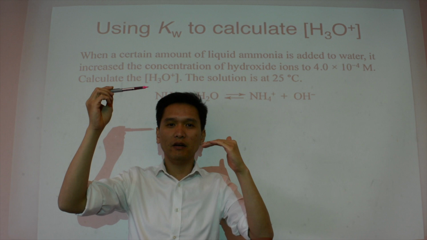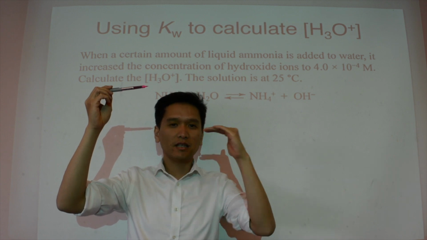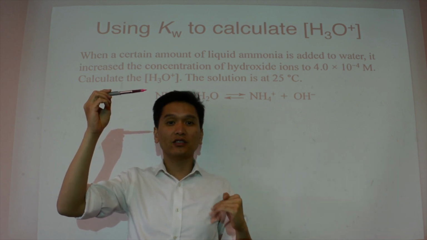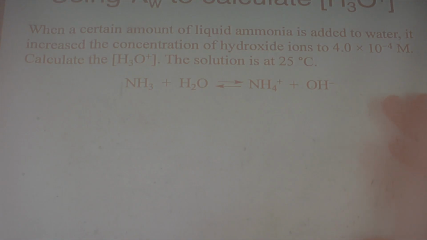So hydroxide has increased. What do you think hydronium level is going to do? It's going to have to decrease. So our answer should be a decrease. Alright, so let's do this calculation here. Again, start with Kw is equal to hydronium concentration times hydroxide concentration, which is always equal to 1.0 times 10 to the negative 14.